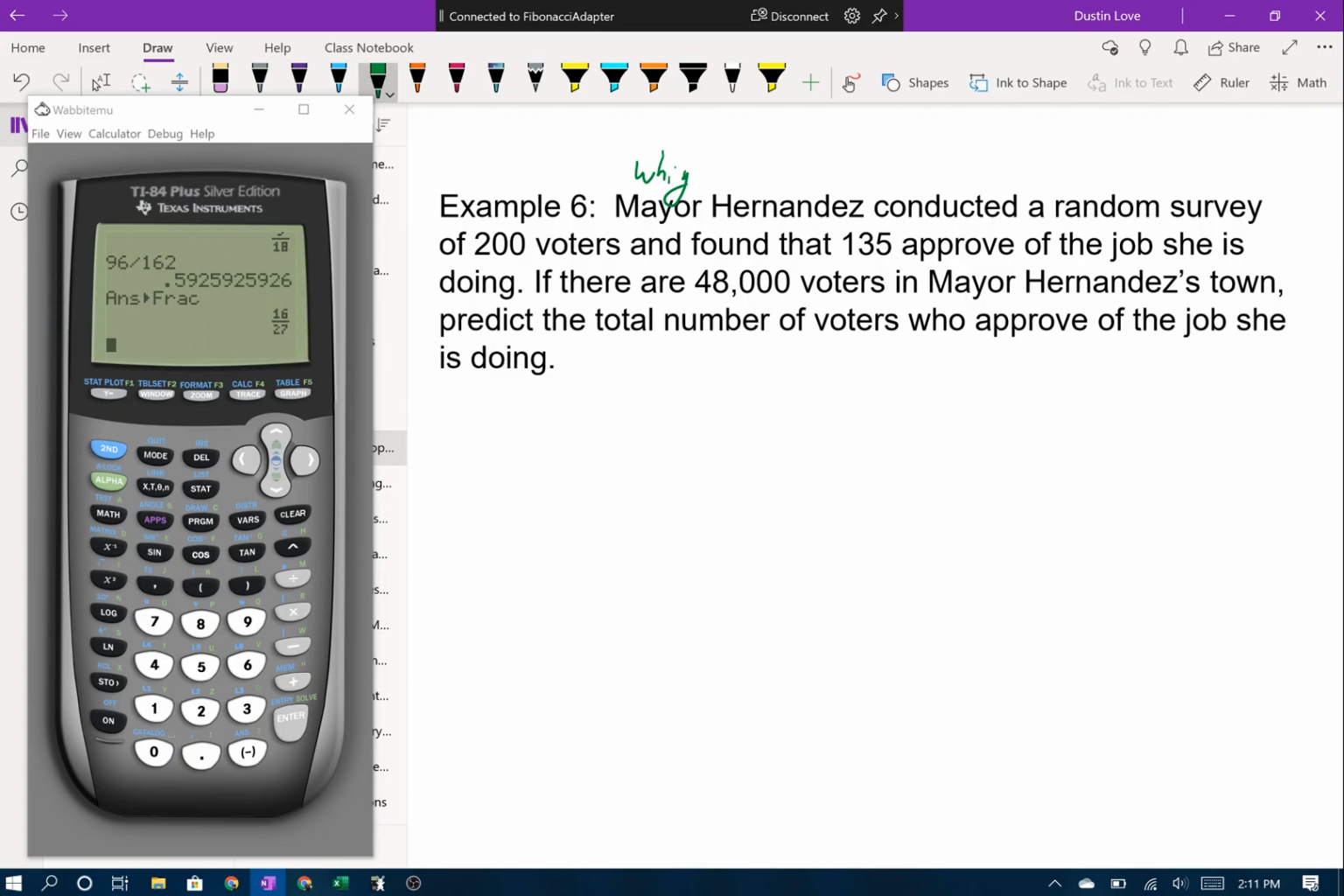Will that be a fair survey? No. Why not? Because they're all in the same political party, right? But if she randomly samples from the entire town, she's got a better chance of it actually representing the entire town. Okay?